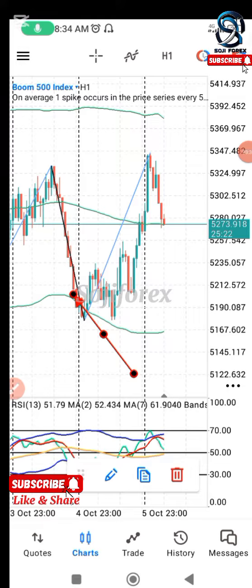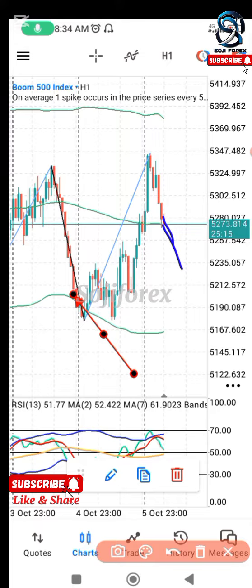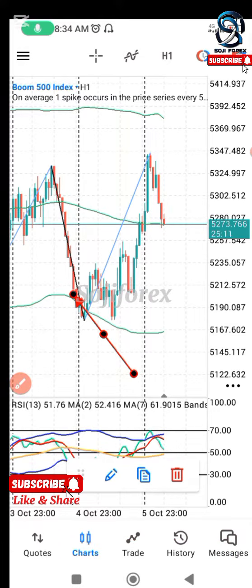So in this scenario, we don't have a bounce yet. If price did not give us a rejection and it continued to the downside, it means it's a sell price direction.